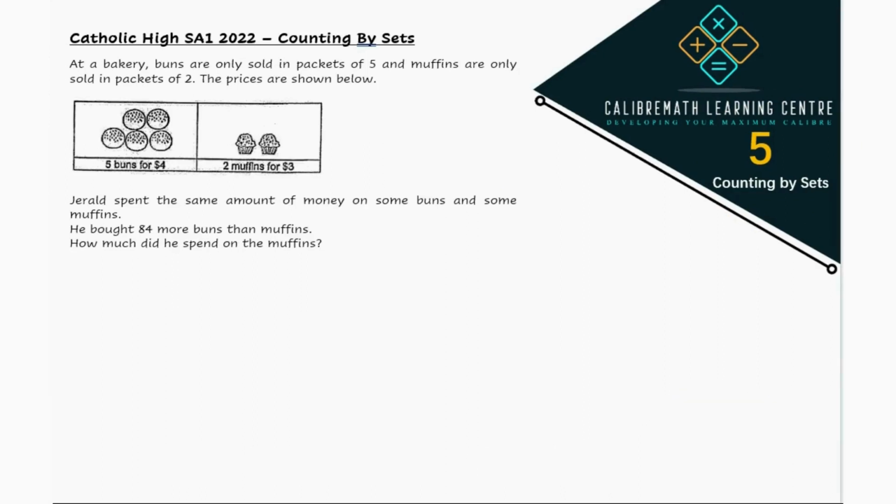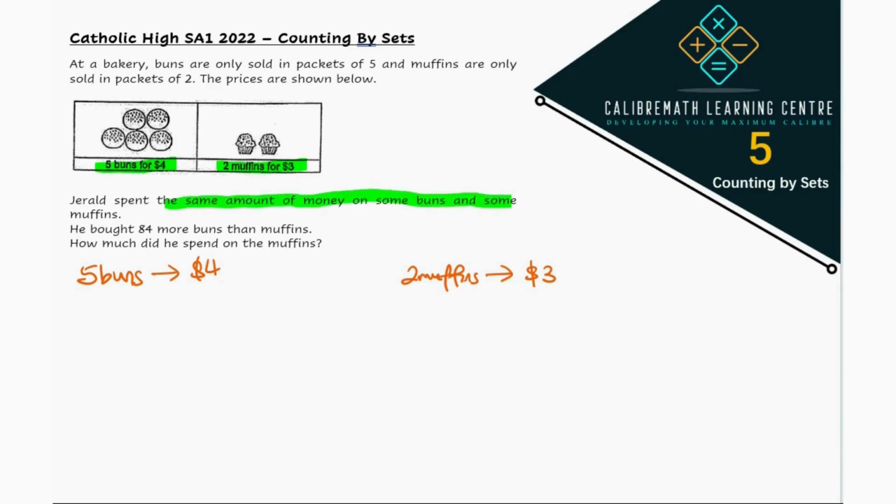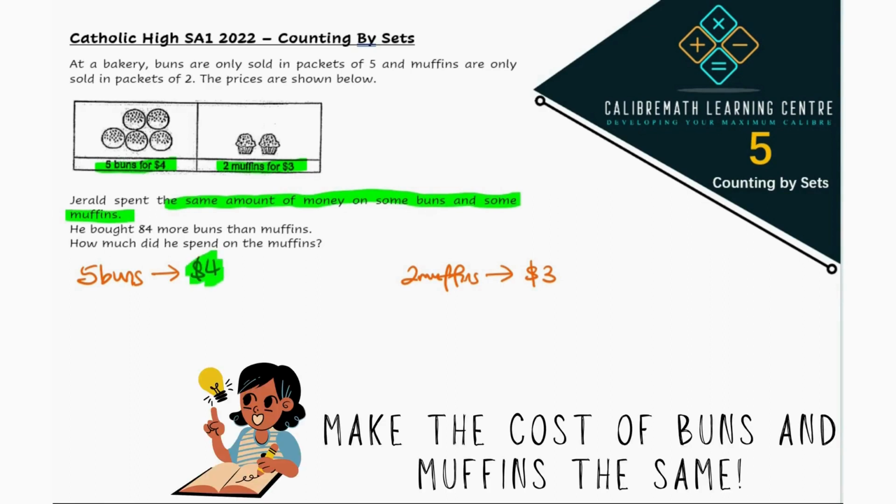In this question here, buns are sold at 5 for $4 and muffins are sold at 2 for $3. So let's write a statement to represent these two pieces of information. So we can write 5 buns equivalent to $4, and 2 muffins equivalent to $3. Now, Gerald spent the same amount of money on some buns and some muffins. So what we are going to do here is change the $4 and the $3 to be the same. To do so, we will need to find the lowest common multiple of 4 and 3. So that will be 12.